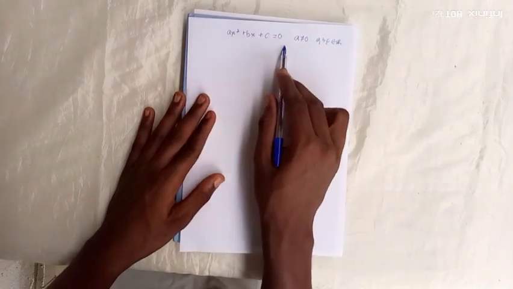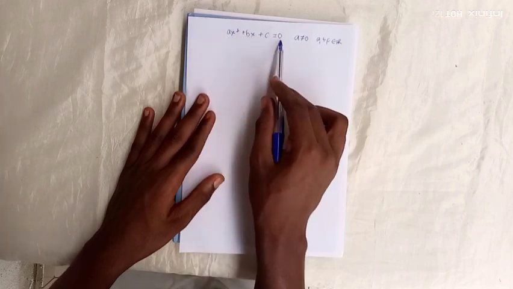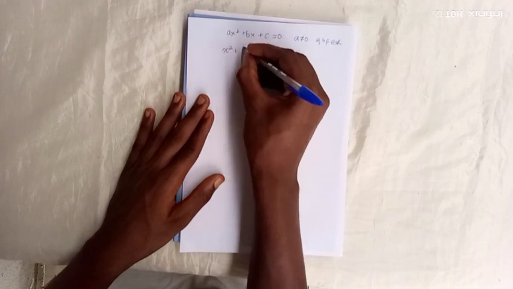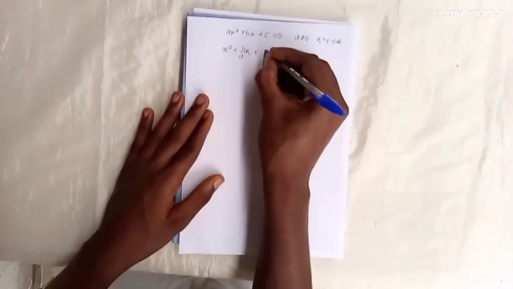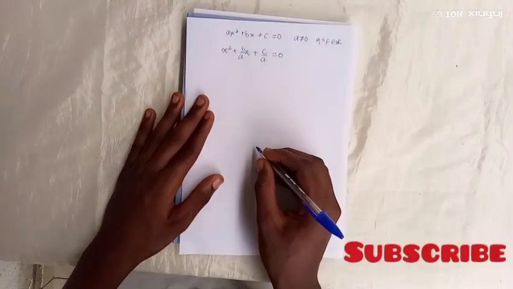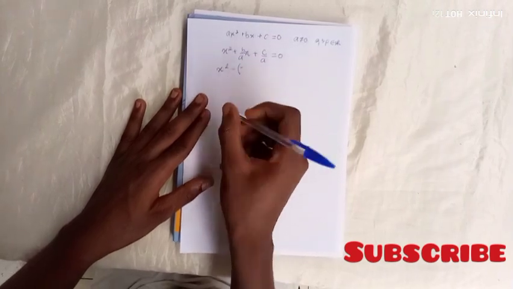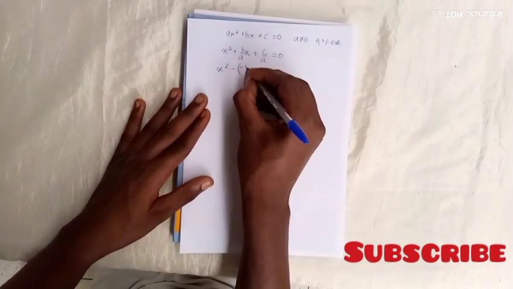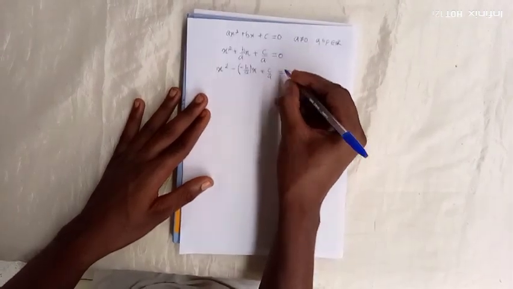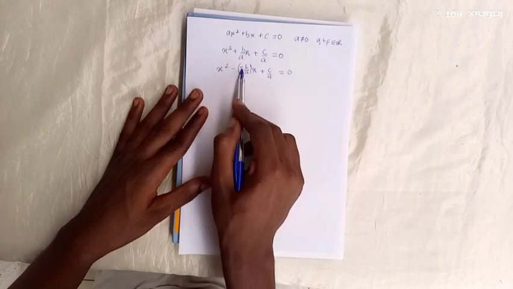Now, when we manipulate this equation, let's say we want to isolate this coefficient to be 1. We divide all through the equation by a. Basically, we have x squared plus b over a x plus c over a equals 0. Now, we can write this as x squared minus negative b over a times x plus c over a. This is basically the same thing as b over a, because negative times negative gives positive.